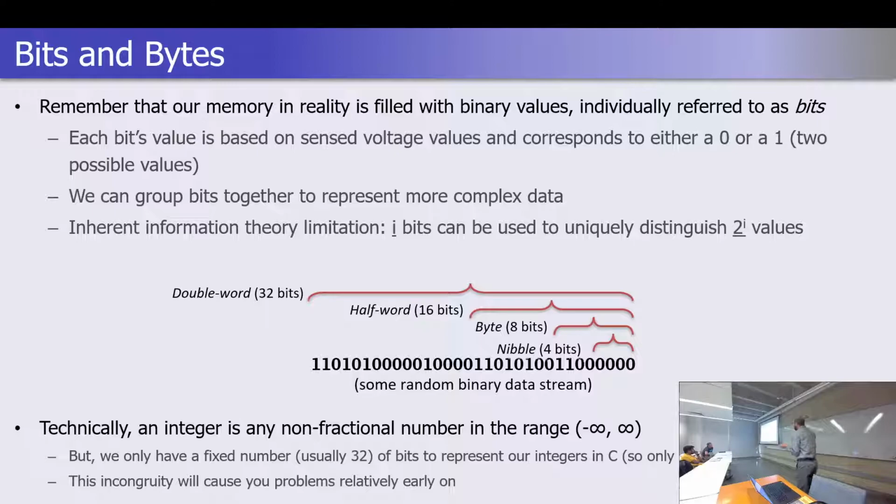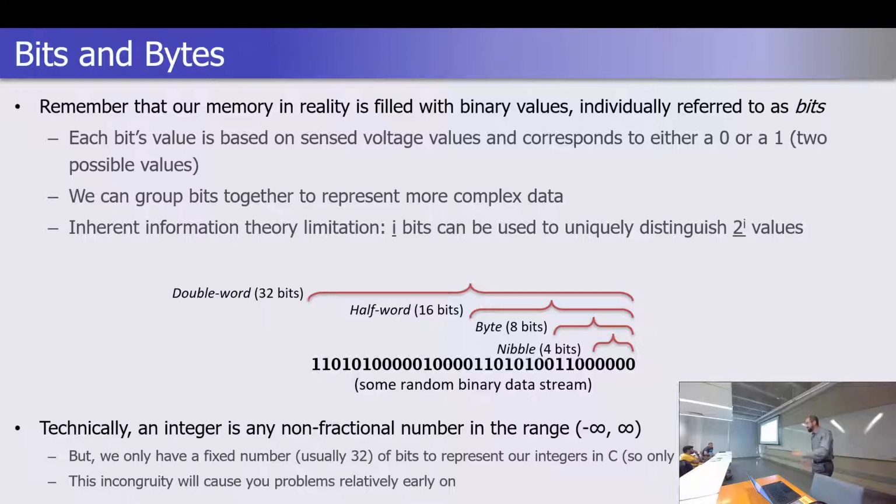We can group those bits together to represent more complex data, and we talked about this on Monday. One of the takeaways that I think is important to keep in the back of your head: if you have I bits of storage of a variable, that's 2 to the I unique things that you can distinguish between. Some other terminology you will see here and there.